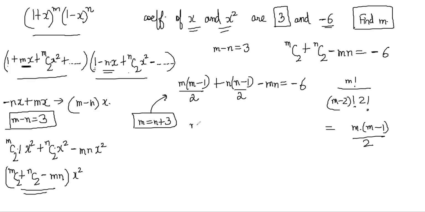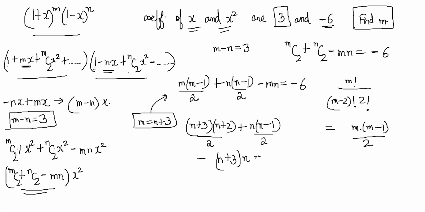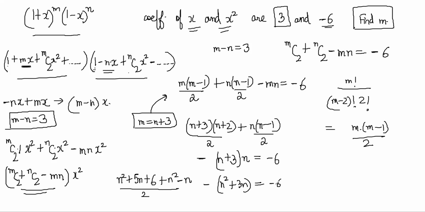So this becomes (n plus 3) into (n plus 3 minus 1), so (n plus 2) by 2, plus n into (n minus 1) by 2, minus (n plus 3) into n is equal to minus 6, right? So this becomes n square plus 5n plus 6 plus n square minus n by 2, minus n square plus 3n, is equal to minus 6.